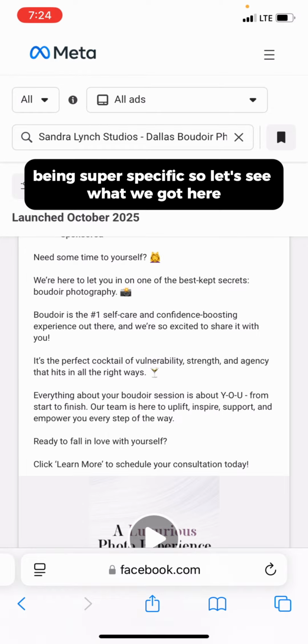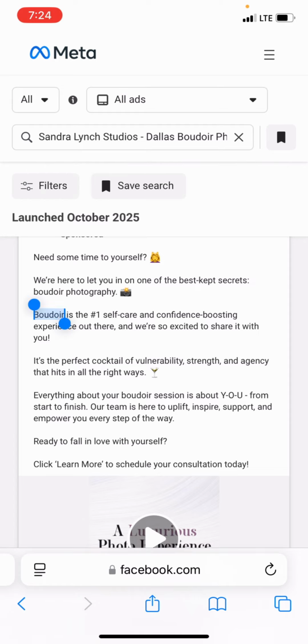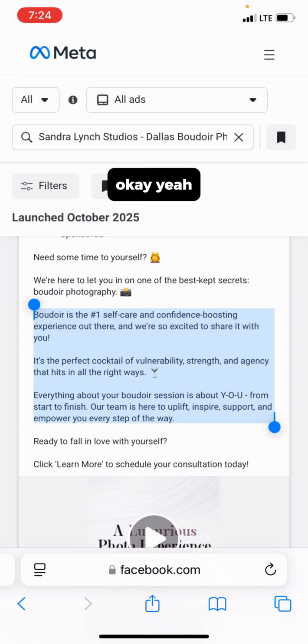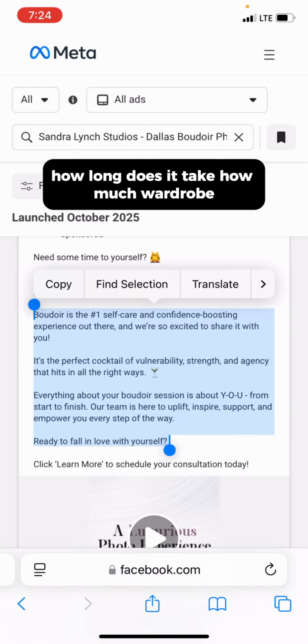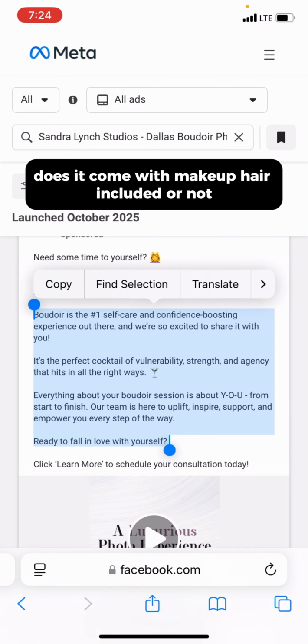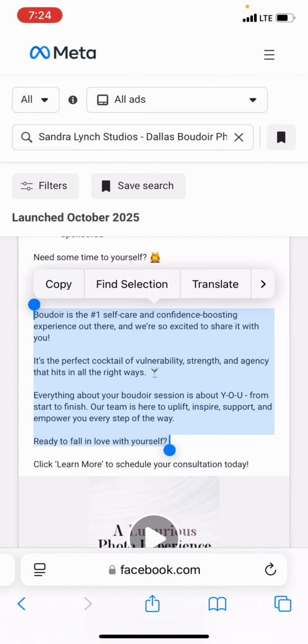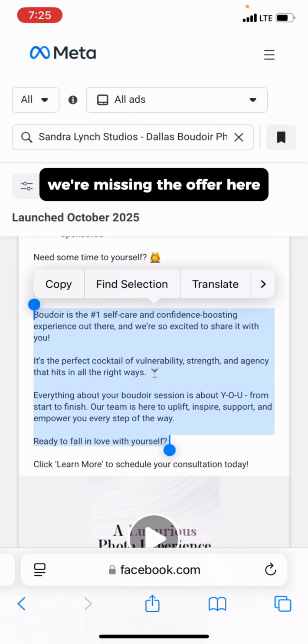So let's see what we got here. Blah, blah, blah. It's perfect. Okay, yeah, so we're missing: how long does it take? How much wardrobe? How many sets? How many photos does it come with? Makeup, hair included or not? So we're missing our whole offer, pricing. Any bonuses, any add-ons, any gifts? Yeah, we're missing the offer here.